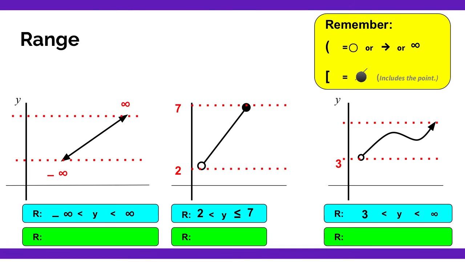Now let's look at the range for each of these. So here's the answers that we had from before. For the first example here, we're going from negative infinity to positive infinity. So again, we're just going to use parentheses for that. And that'll look like this.